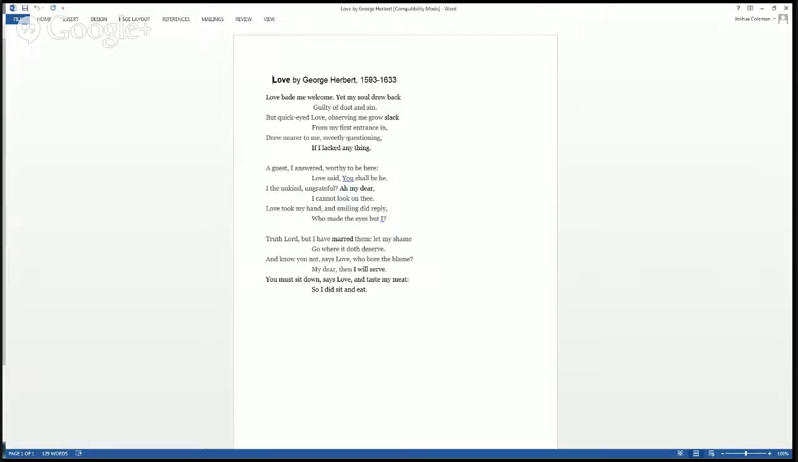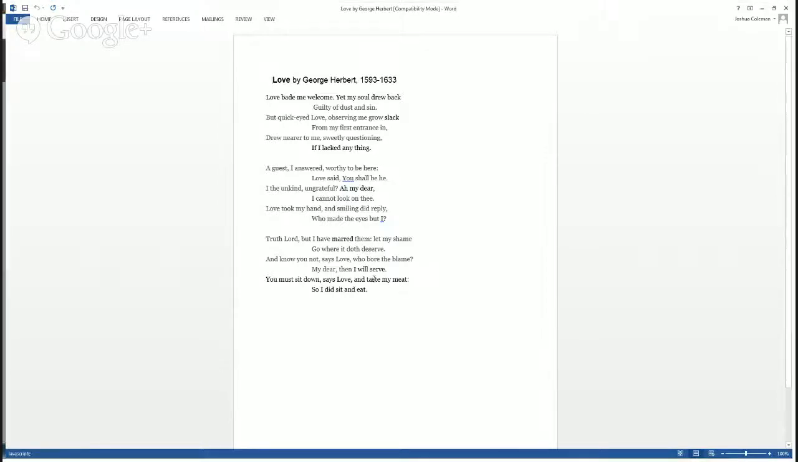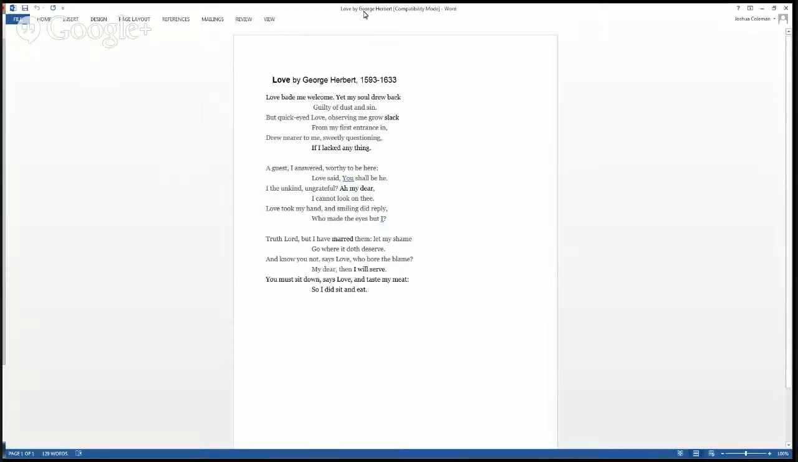Right. Now, as I'm sure you've realized, this poem is about God, and God is love. So love is personified. He's like a person, and in fact, he is the host of this feast. And that is definitely a pun that is carried throughout the whole poem, because he is the host of the communion feast, and he is inviting this person to taste his meat. So we are dealing here with deep questions of Christianity.